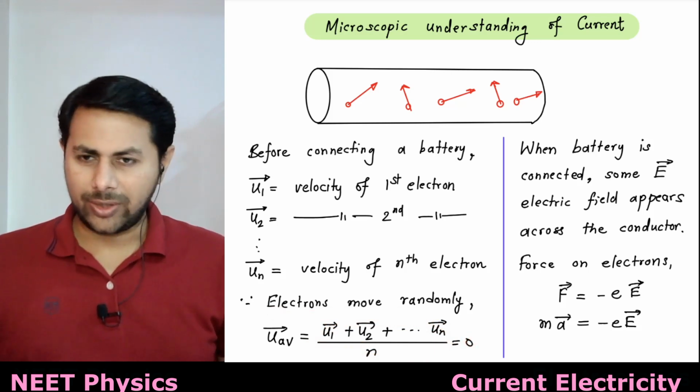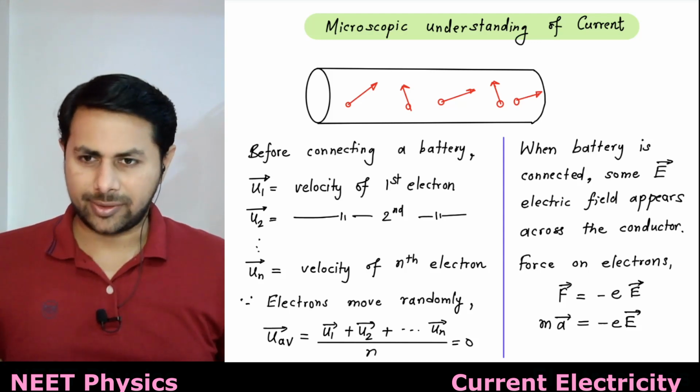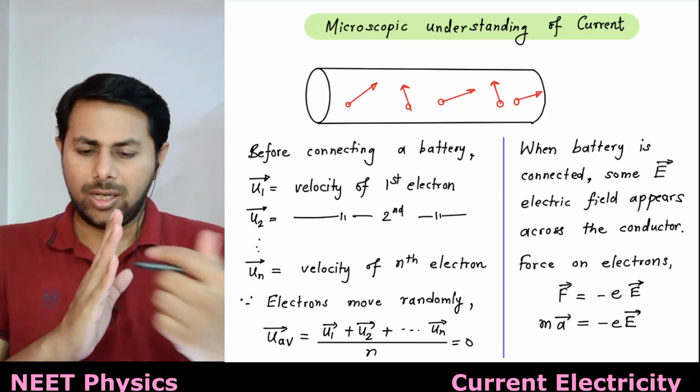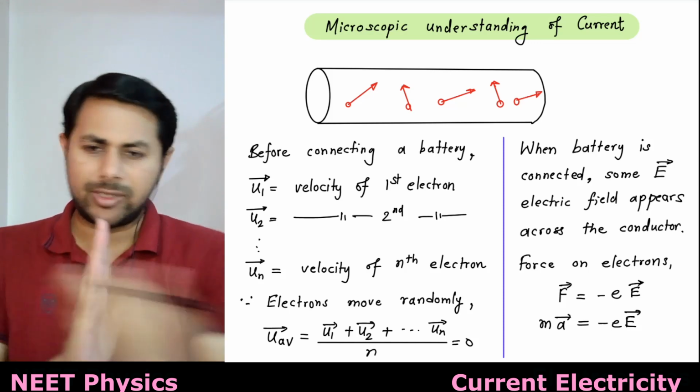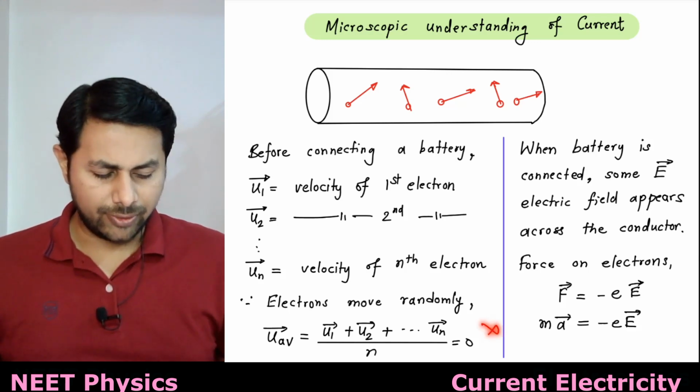So the average of velocities of electrons is equal to 0, which means no electrons are crossing any particular cross section, okay. The number of electrons moving from this side to that side is equal to the number of electrons moving from that side to this side, and therefore there is no flow of current.